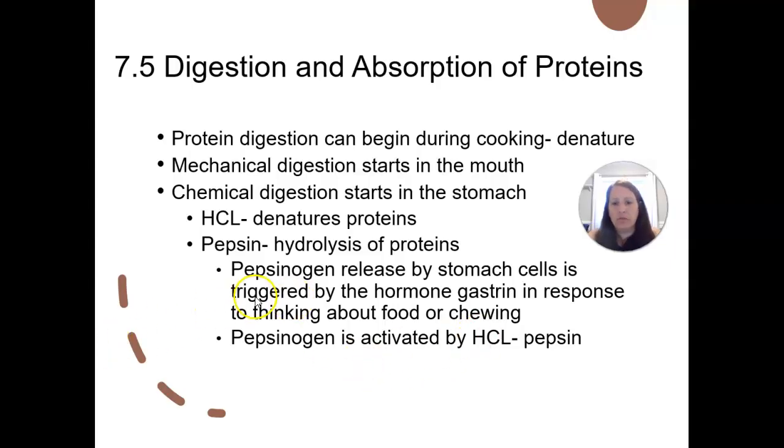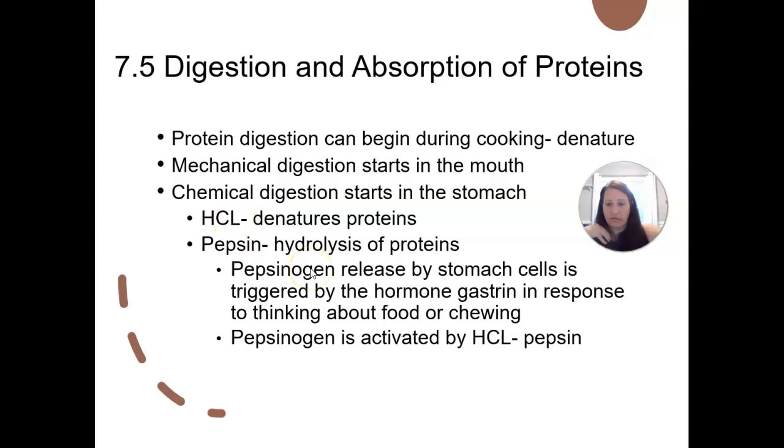So just to let you know, pepsinogen gets released by stomach cells in response to the hormone gastrin, and gastrin is produced anytime we smell food, we're thinking about food, or when we're chewing food. So this hormone will get released, and that's going to trigger the release of pepsinogen. And pepsinogen gets activated by hydrochloric acid. So it's kind of a cascade event.